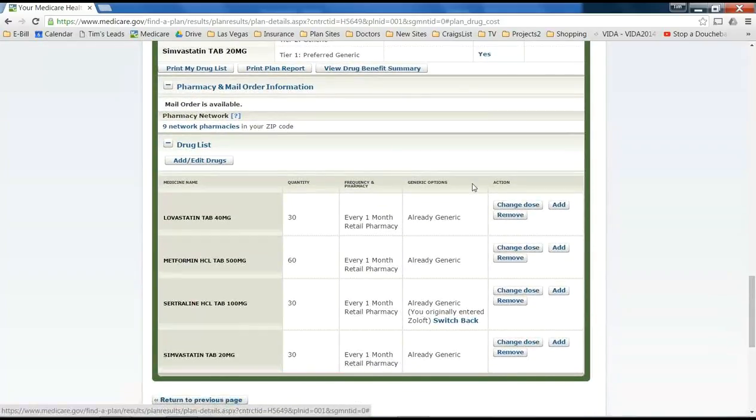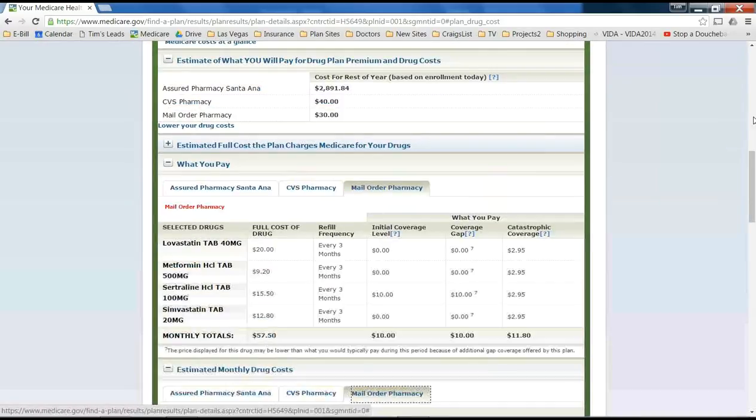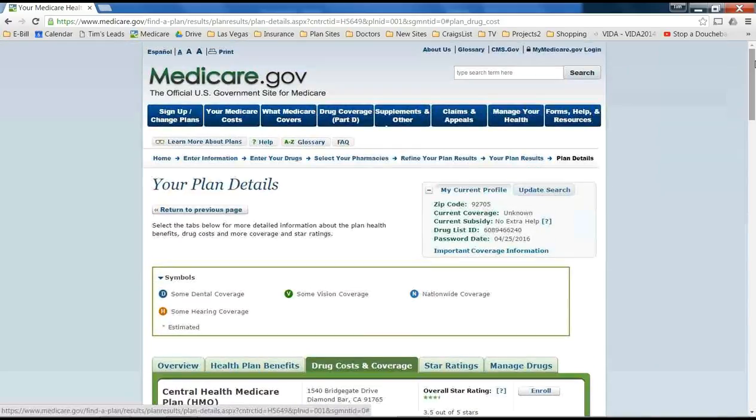And here's where we can get as far as the drug list goes. Now, something that I always do when I enter a drug list, at the top right hand of the page, you'll see this drug list ID number, 608-946-6240. If you write that down and this password date, 4/25/2016, you don't have to re-enter all these again. You can save that and say, hey, this is my client's medication, their medicine cabinet, if you will.